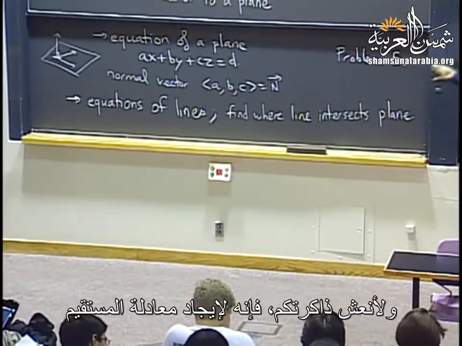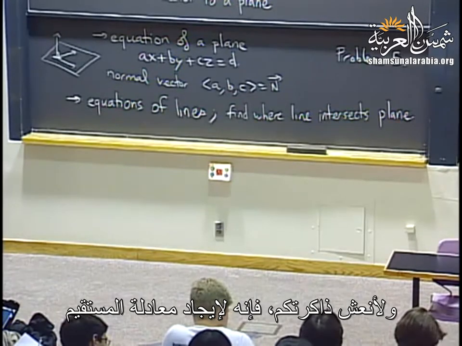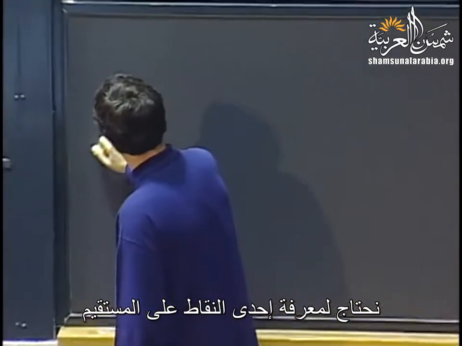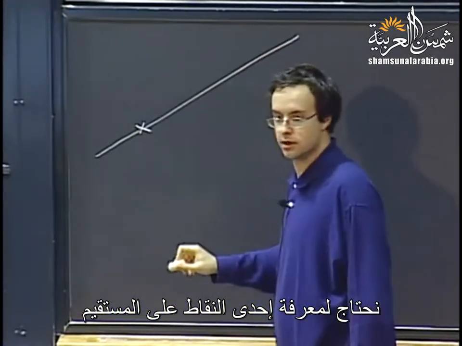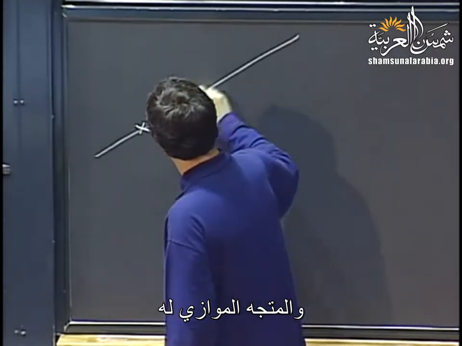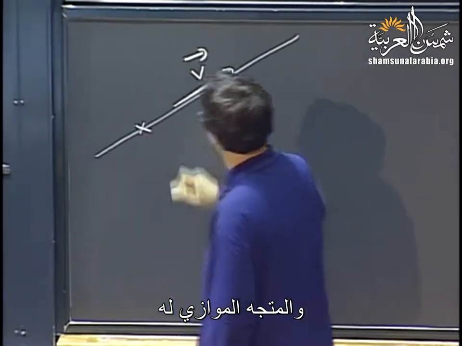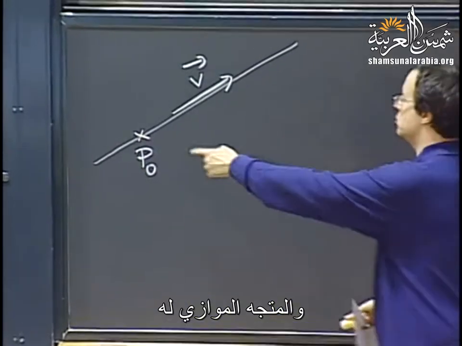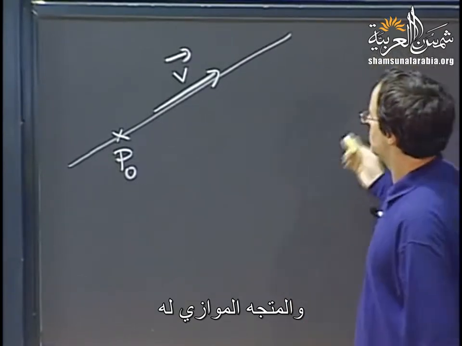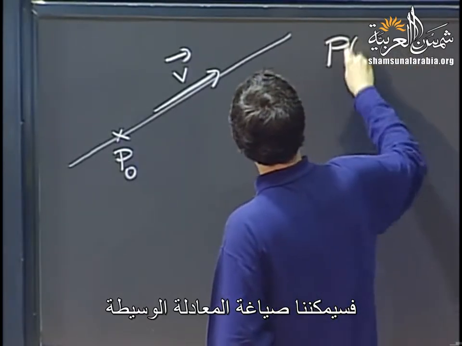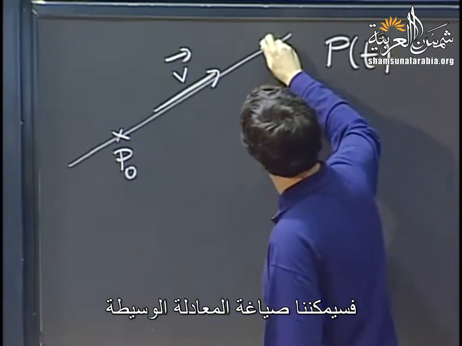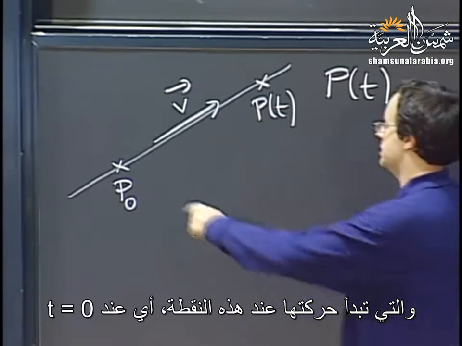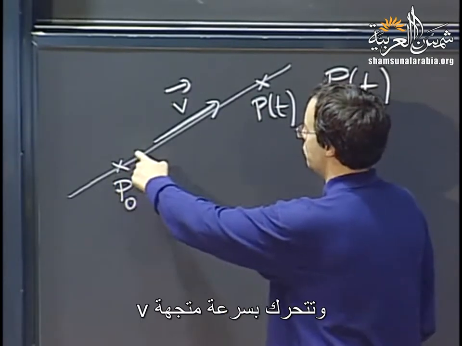Just to refresh your memories, for the equation of a line, we'll be looking at parametric equations. To know the parametric equation of a line, we need to know a point on the line, and we need to know a vector that's parallel to the line. If we know a point on the line and a vector along the line, then we can express the parametric equations for the motion of a point that's moving on the line. Moving, actually, starting at this point at time zero, and moving with velocity v.